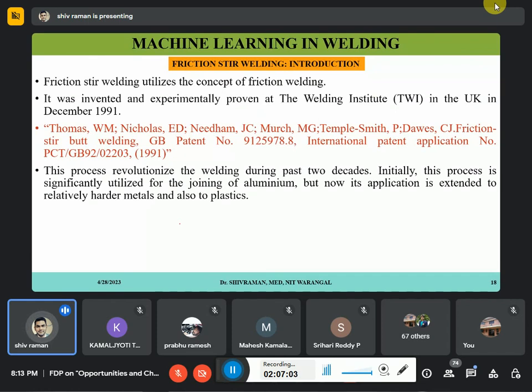This process particularly revolutionized the joining of aluminium, which exhibits great difficulty in welding by conventional welding processes. There was a conflict between SpaceX and one more company, Blue Origin, I think, from Amazon. They had a conflict over this FSW technique.